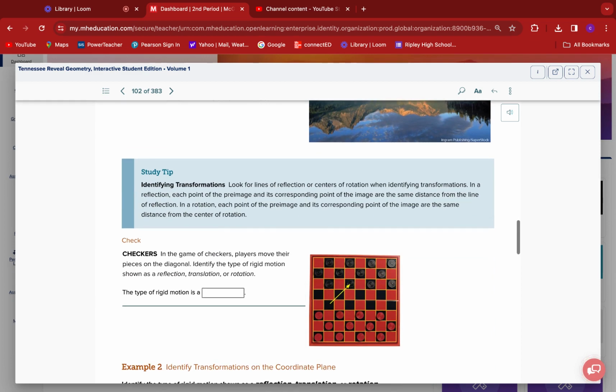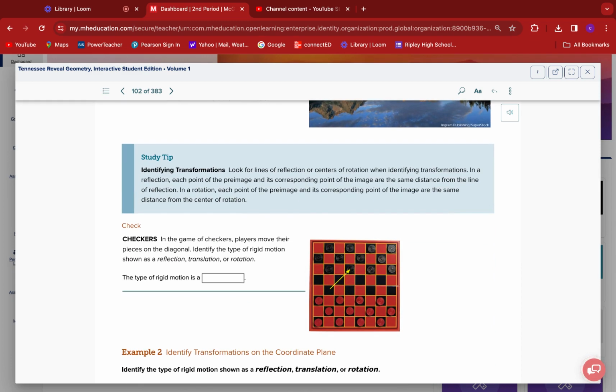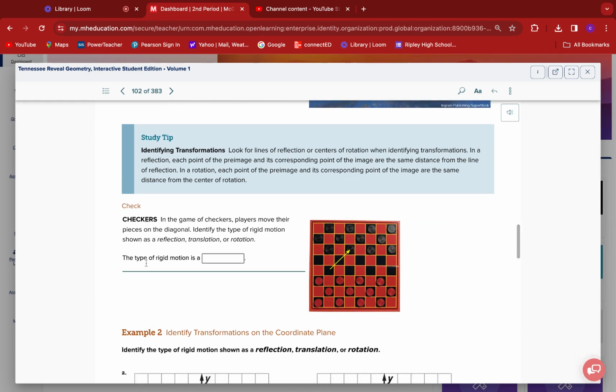Oh, that's it? That's all I want? Okay. Moving on. All right, we got to check. Checkers is a game of checkers. In the game of checkers, players move their pieces on the diagonal. Identify the type of rigid motion shown as a reflection, translation, or rotation. Well, anytime you just shift something left, right, up, down, that's a translation.